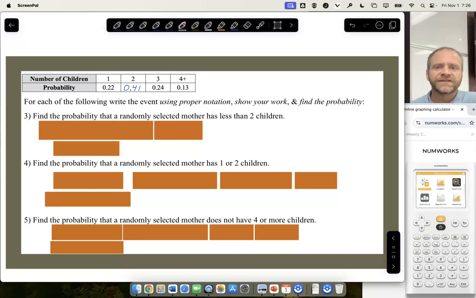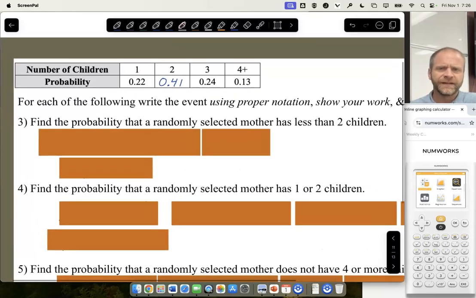Find the probability that a randomly selected mother has less than 2 children. I should read the directions: using proper notation, showing my work, and finding the answer, of course. So if I want to do that, let's use the notation. The notation would be the different ways I'm using the capital P, the parentheses, and if I needed the and or the or as well.